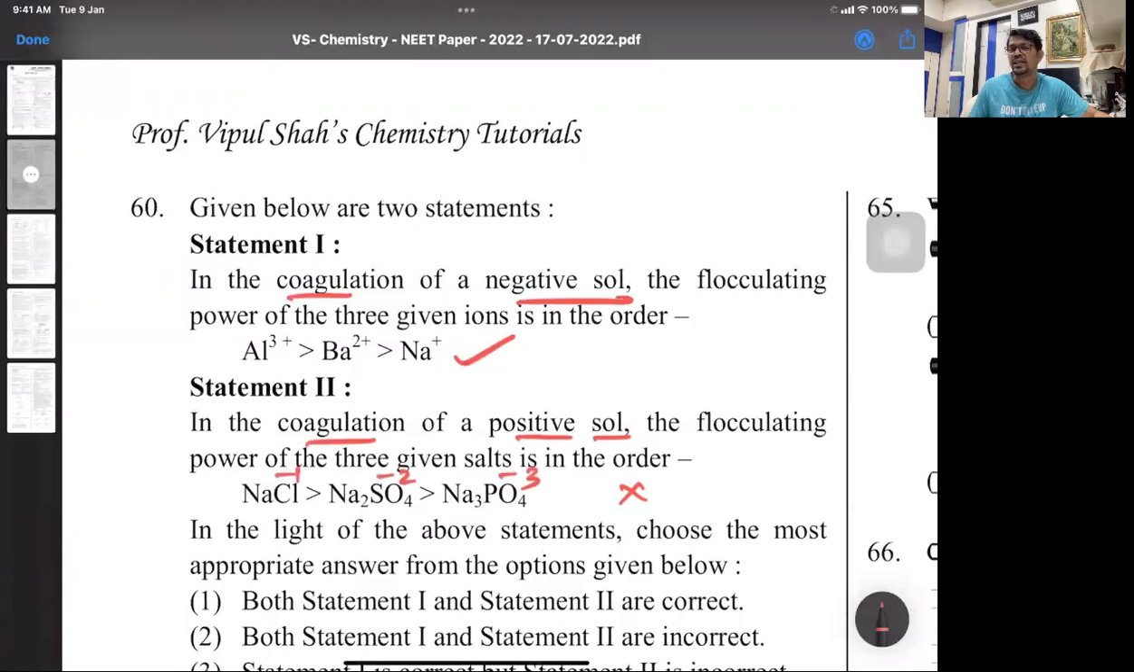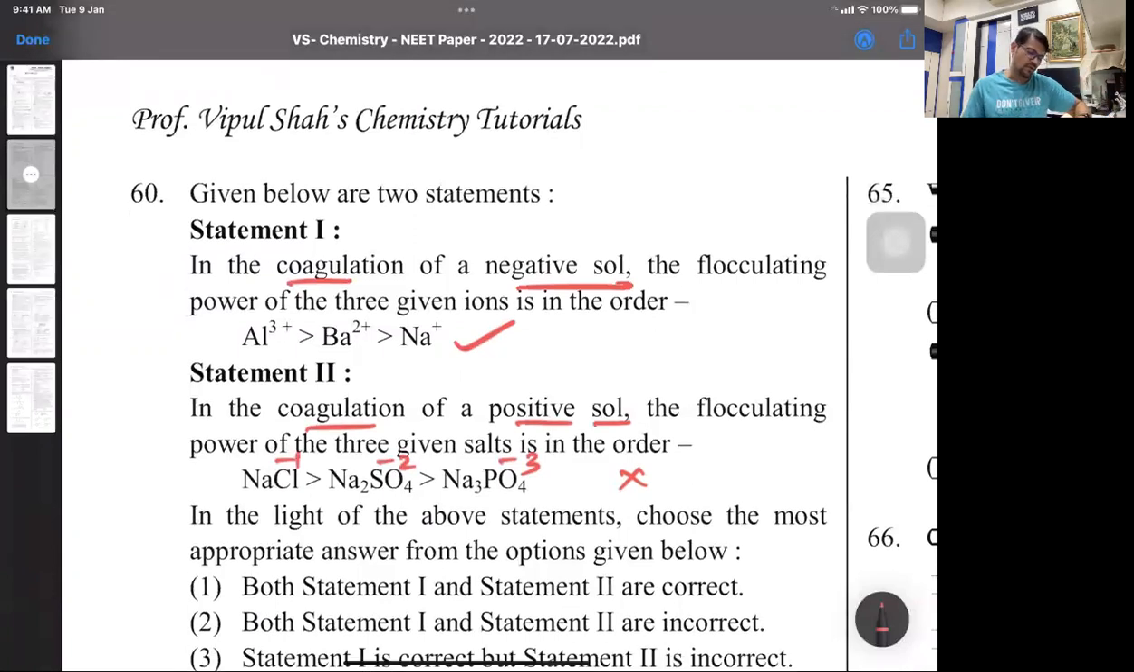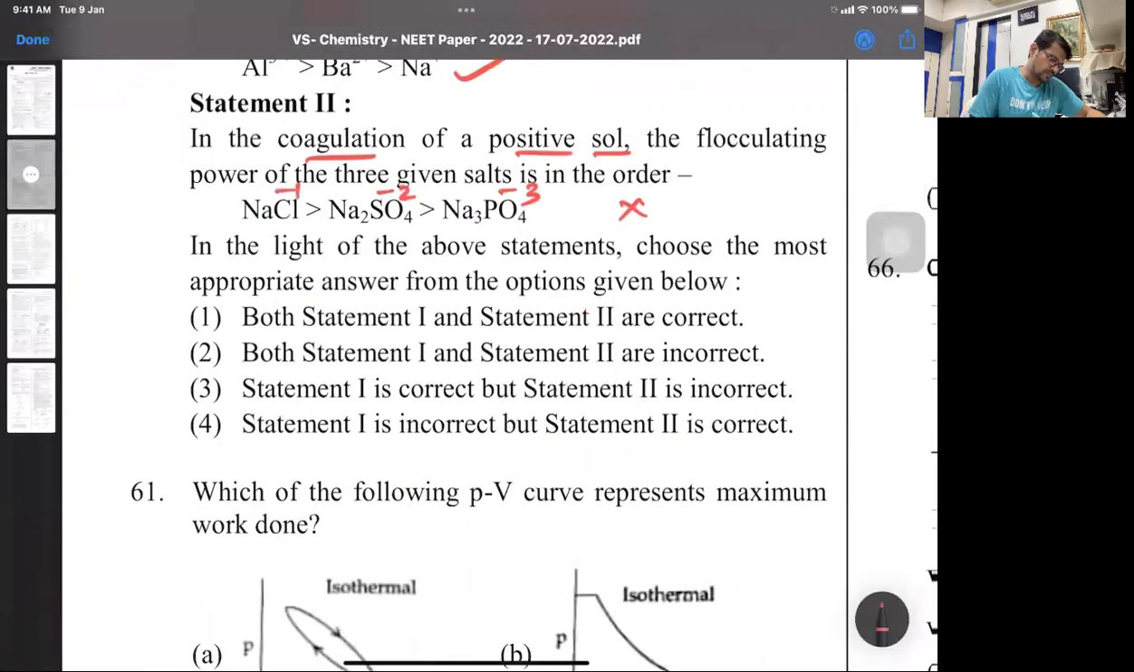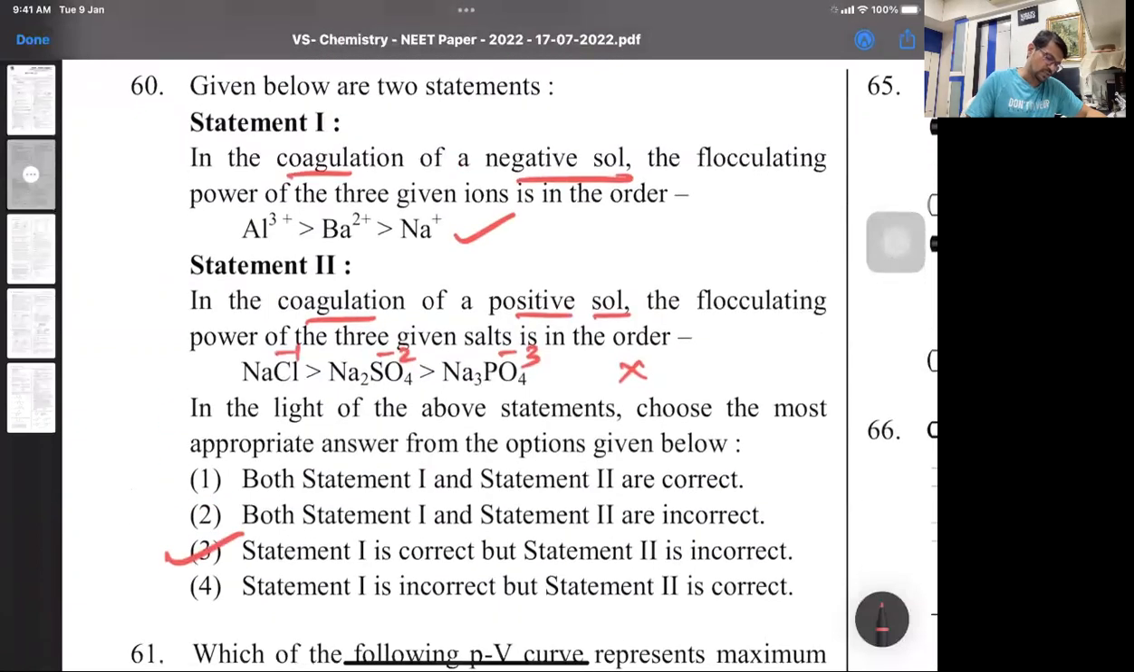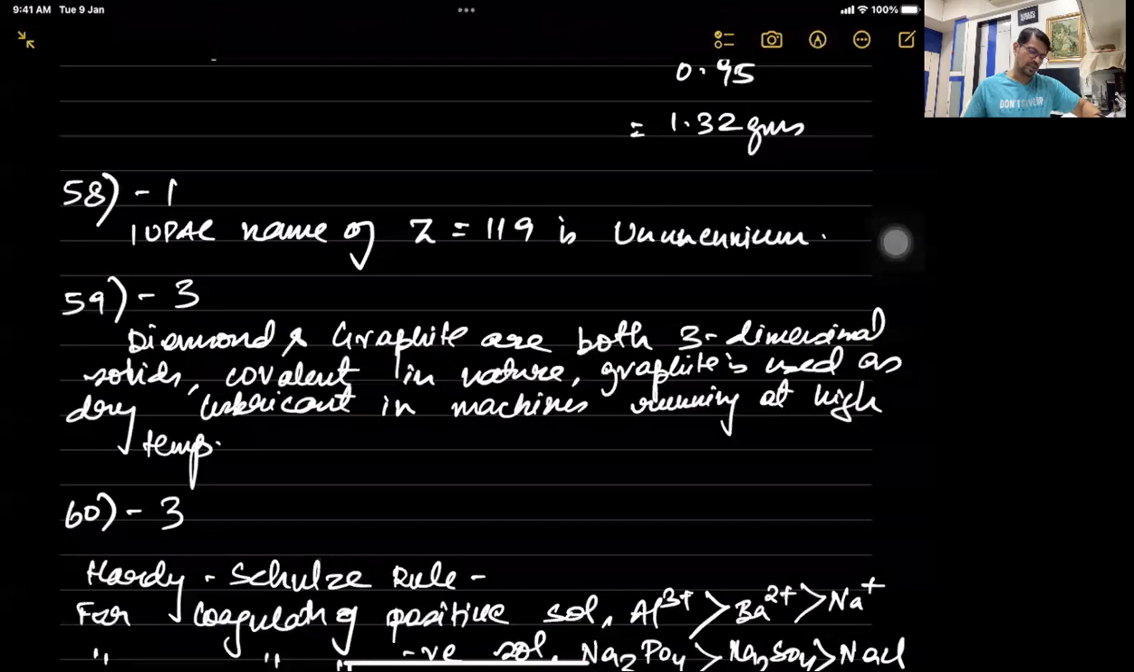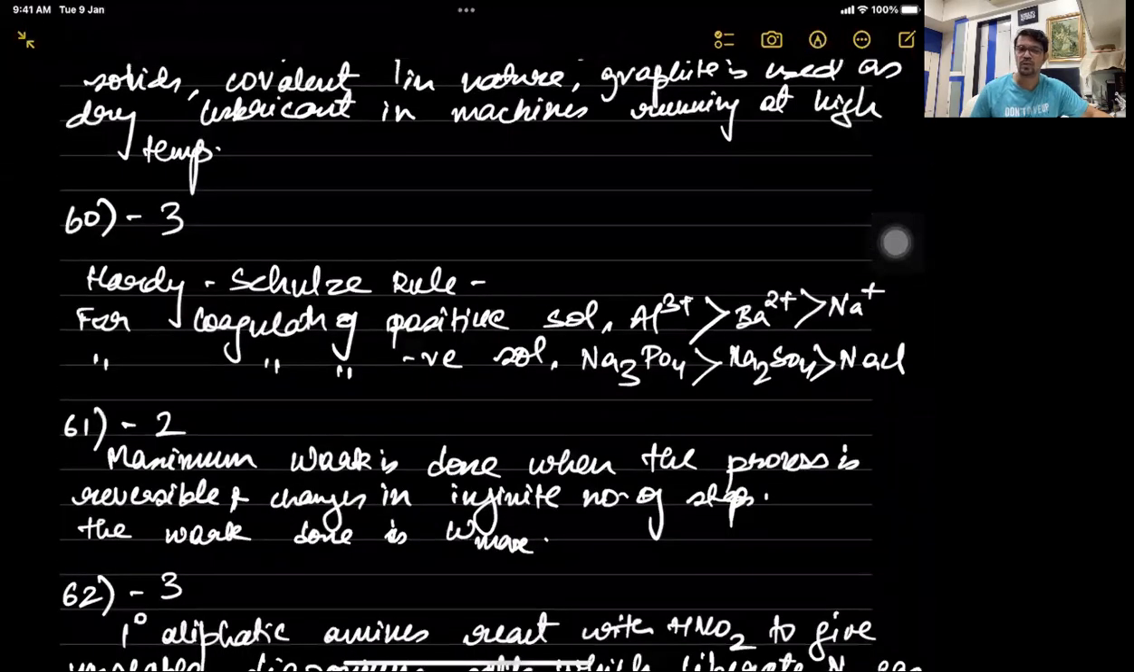So in this, statement 1 is correct. Statement 2 is false. So for the 60th one, the answer is the third one. That's in line with the Hardy-Schulze rule. Okay.